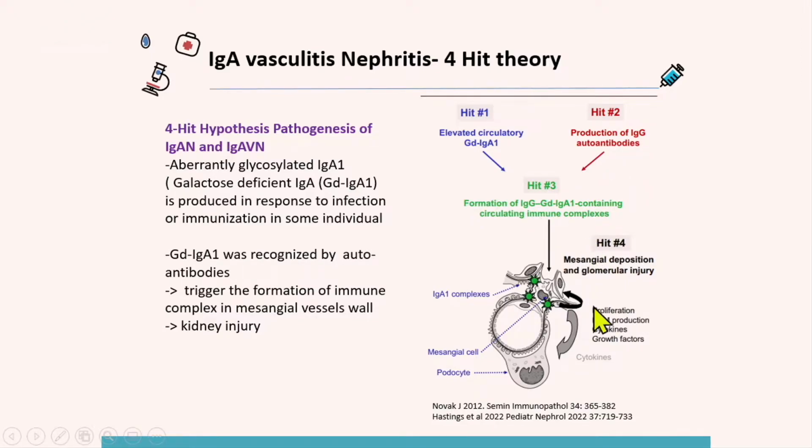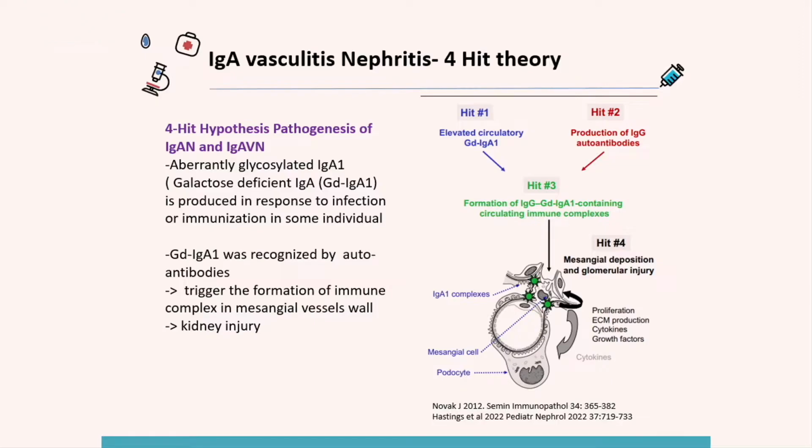And these immune complexes will follow the circulation and go to the kidney and get deposited in the mesangium, resulting in glomerular injury. So after that, there will be proliferation and cytokine formation and all that. So this is the mechanism that originated in IgA nephropathy. But it was also understood that this mechanism could potentially explain why patients have IgA-VN as well.